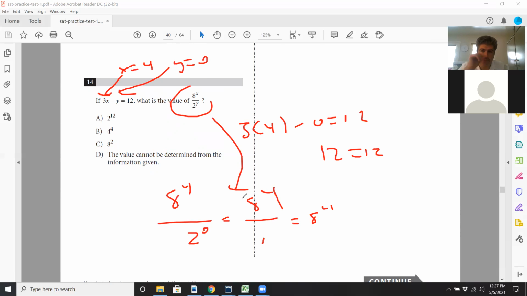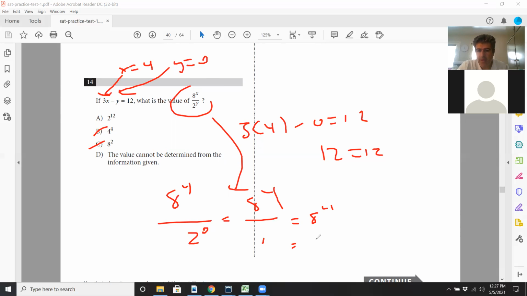Now let's look at the choices. Do I see 8 to the 4? Not exactly, but I definitely know it's not 8 squared, right? 8 squared and 8 to the 4 are not the same. Definitely know it's not 4 to the 4. 8 to the 4 is not 4 to the 4 power. Cannot be determined. Well, we do have an answer, so I'm not sure I'd want to say that necessarily. This is where you have to get a little creative now.